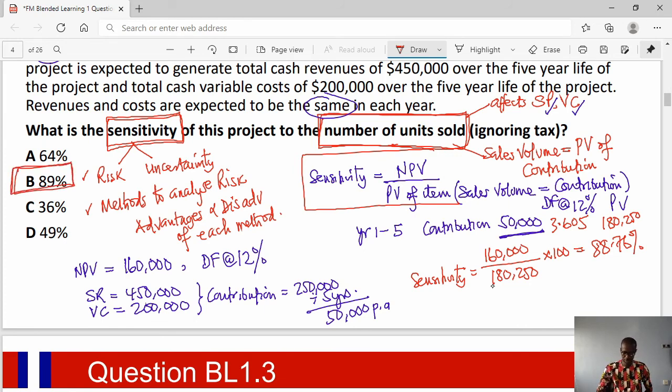Please go through, ensure you have a firm grasp of sensitivity, the use of the formula, and why we use the annuity table, because each year is 50,000 over 5 years, an equal amount.